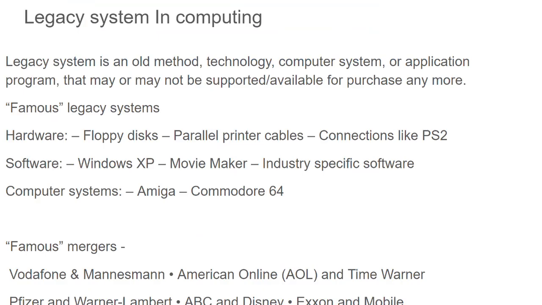Legacy systems in computing. By legacy systems, I mean an old method or technology, basically an application program that is not in use or supported for today's purchase. Some famous legacy systems I have written here: hardware, software, and computing systems. Hardware is floppy disks, parallel printer cables, connections like PS/2. Software like Windows XP, Windows Vista, Movie Maker, industry-specific software, computer systems such as Amiga.